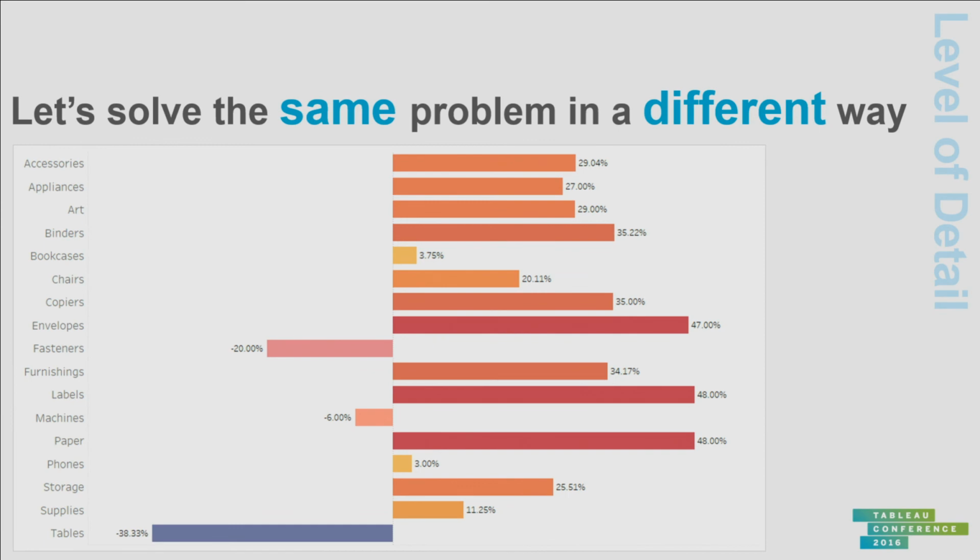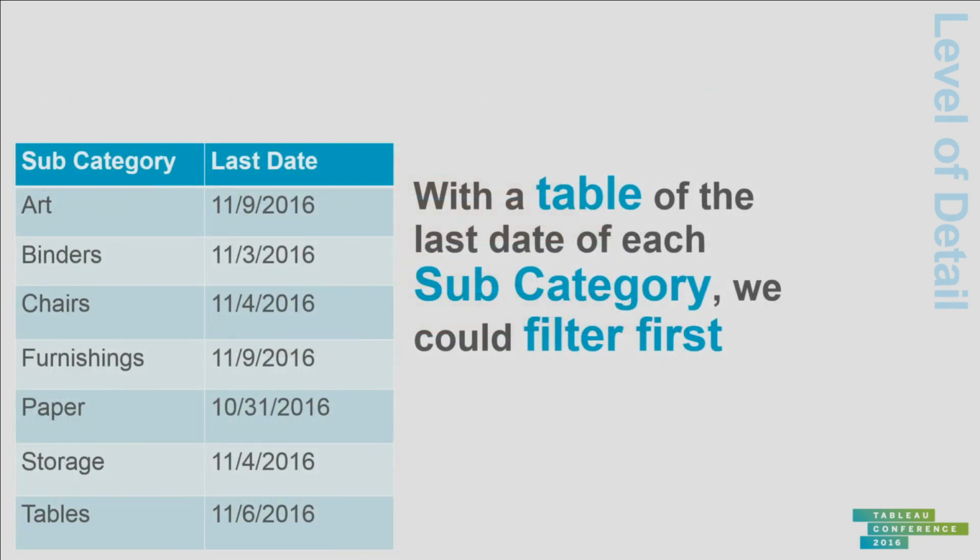All right. So now let's go back to our problem of looking at the profit ratio for all of our subcategories given their last purchase date. So wouldn't it be helpful if I had a table of the last date of each of my subcategories so I could first filter on if the date was equal to this date and then run my profit ratio? Sounds pretty good.